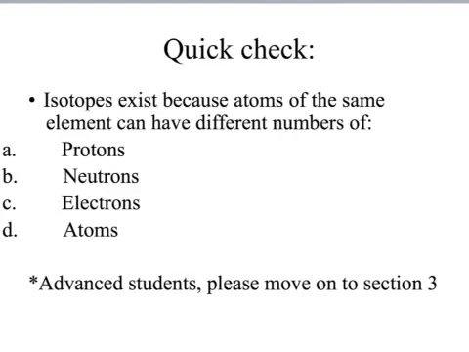Pause this video and do the quick check on your own. Isotopes exist because atoms of the same element can have different numbers of, since we're dealing with isotopes, I know that this has to do with neutrons. Good. What if the question were to ask about ions? Then you would answer electrons. Good. Advanced students, please move on to section 3. If any of this concept was confusing to you, please review and replay this video.